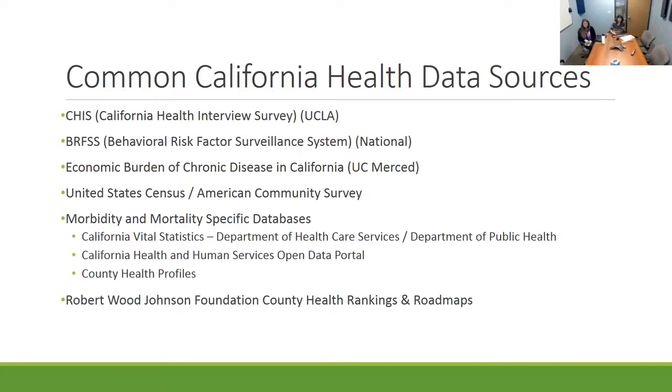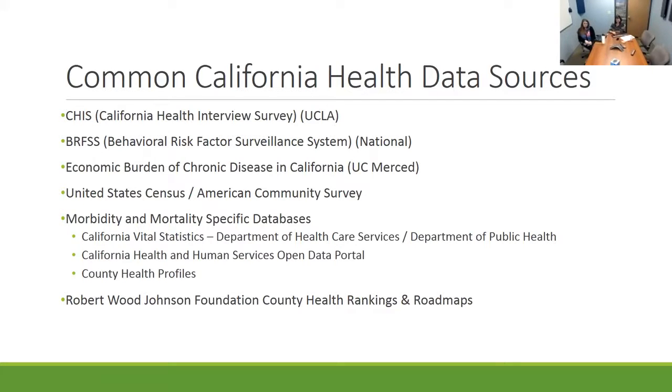So, starting off, we just want to cover a few common California health data sources. The California Health Interview Survey is done by UCLA every 2 years. It is one of the largest ongoing surveys in the world. It breaks many health topics down by county. It's very helpful for getting some secondary data resources on a county-specific level. Likewise, the Behavioral Risk Factor Surveillance System is a national survey that also provides county breakdowns, and sometimes by race and ethnicity as well, where we have larger population numbers.